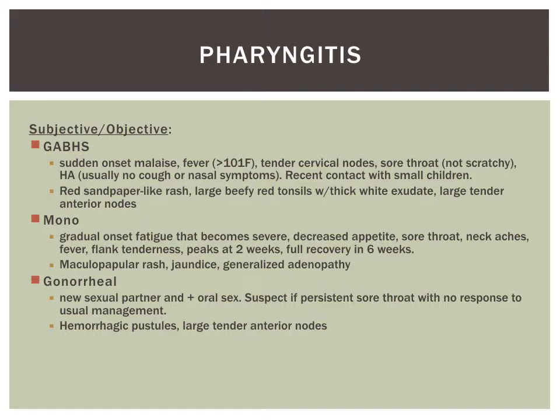So subjective and objective symptoms of pharyngitis. For group A strep, it's going to be a sudden onset of malaise, fatigue, high fevers over 101, a sore throat, headache, whereas mono will be more of a gradual onset of fatigue. It does become severe with peak symptoms at about 2 weeks and recovery in 6 weeks. And then gonorrheal infections are generally subsequent to new sexual partners with oral sex.